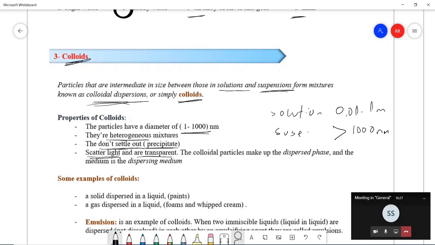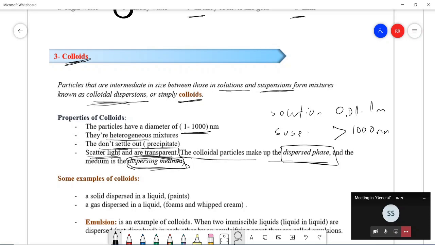What does scattering light mean? The colloidal particles make up a dispersed phase and the medium is the dispersing medium. So this part is actually not related to scattering light. Colloidal particles, if you remember from solutions, particles were dissolved. But for colloidal particles, we cannot say they are dissolved. What do we say? They are in dispersed phase. The medium is called dispersing medium.